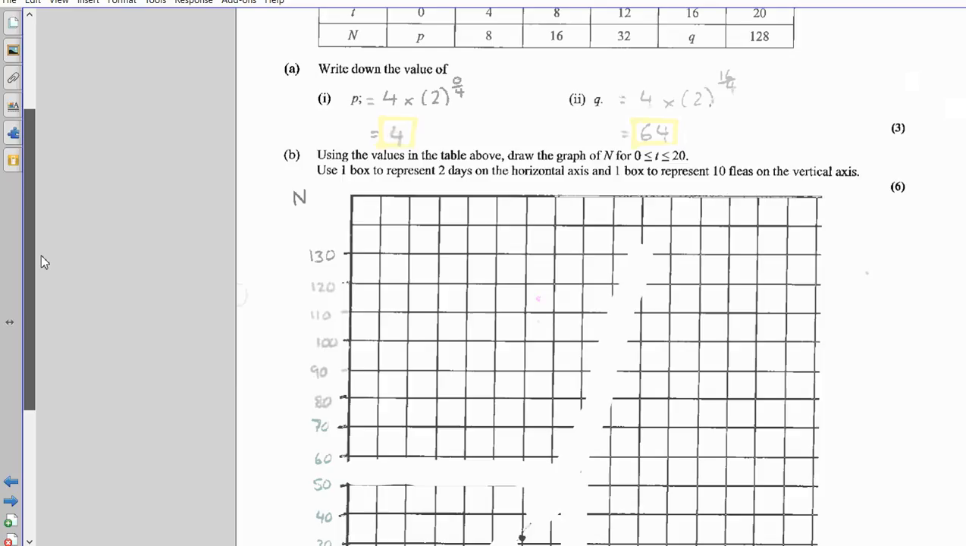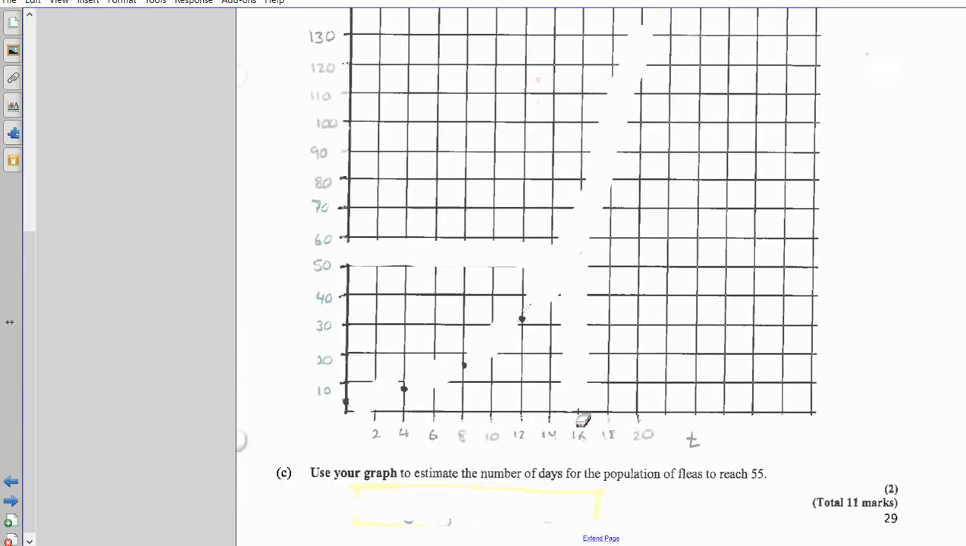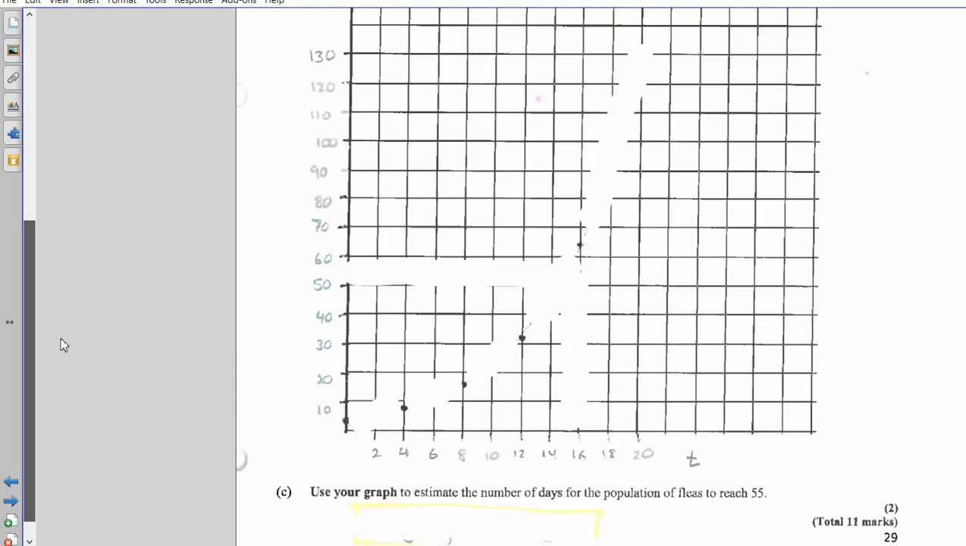16, remember, it equals 64 according to our calculations. 16 and 64. Oops, ignore that pink line for now. That's part of something else. So I'll just do that. 64, there it is. And 20, 128. So 20, we need to go up to 128.